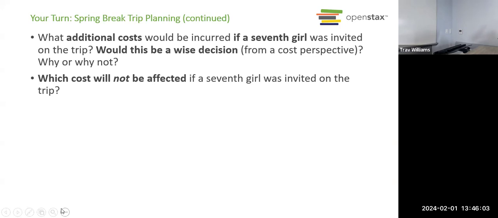And which cost would not be affected? Well, the condo. Okay. So you see how these principles apply and how they could be helpful in decision making and planning. All right, any questions there?